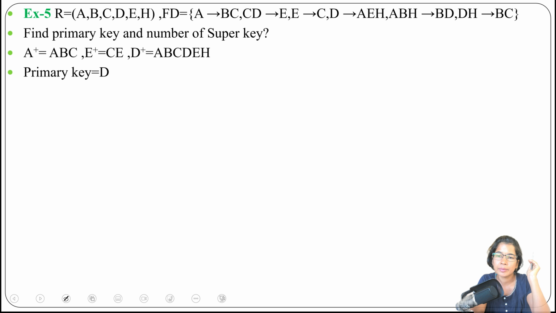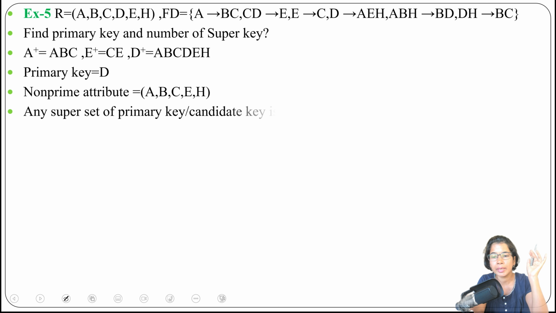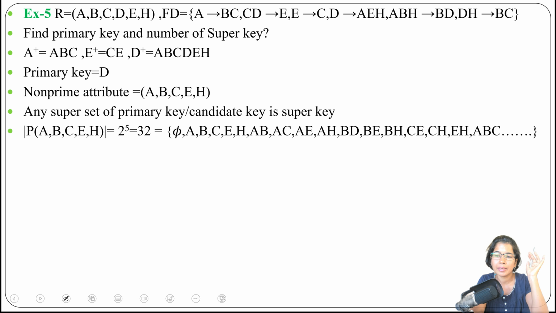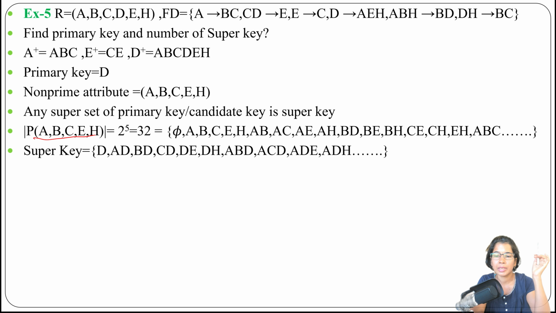Now non-prime attributes, other than D there are A, B, C, E, H. There are 5 non-prime attributes and the power set will be 2 power 5, that is 32. It can be any combination of these A, B, C, E, H. So the total number of super keys will be 32. D combined with any of these will be one super key. So any superset of the primary key or candidate key is a super key. There can be 32 possible combinations of non-prime attributes. Hence total 32 super keys possible.